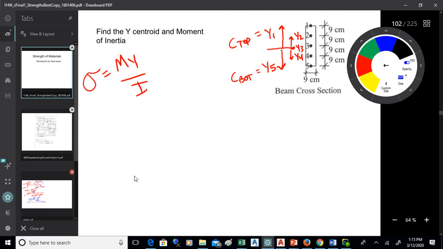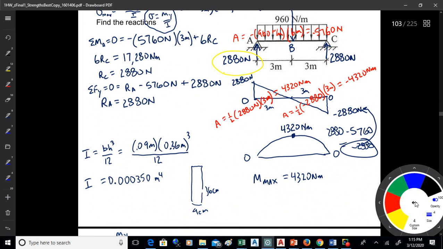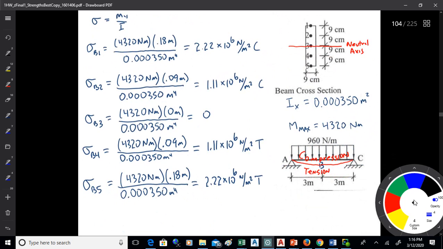This one here, people seem to do pretty well at it. You know, you want to find the shear and moment diagram. The moment peaks out at 4320. Find BH cubed over 12 for I. It's 0.00035. And then just plug in My over I for each one of those locations. The only thing that changes there is the y, the distance from the neutral axis to the points. Okay, we good with that?